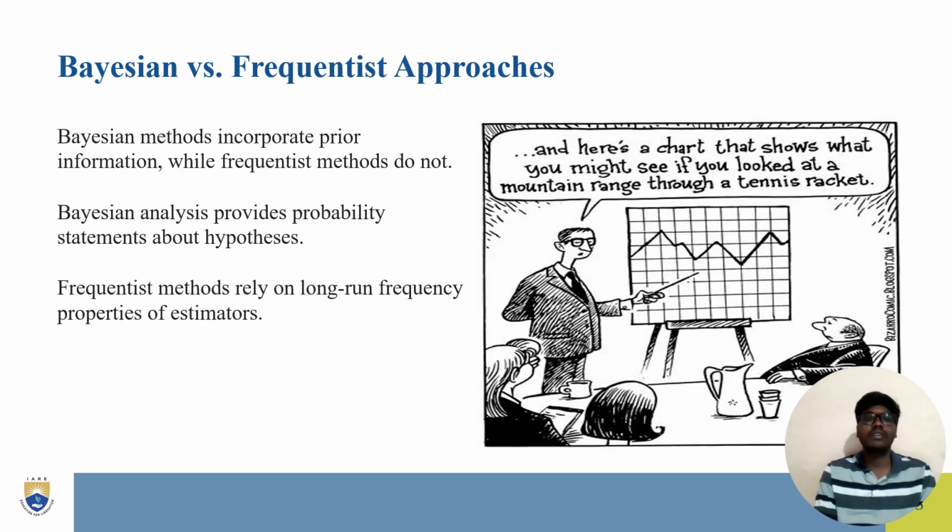Bayesian versus frequentist approaches. Bayesian methods incorporate prior information while frequentist methods do not. Bayesian analysis provides probability statements about hypotheses, whereas the frequentist methods rely on long-run frequency properties of estimators. Here's a chart that shows what you might see if you looked at the mountain ranges through the tennis racket. So here we have the clear difference between the Bayesian and the frequentist approach.